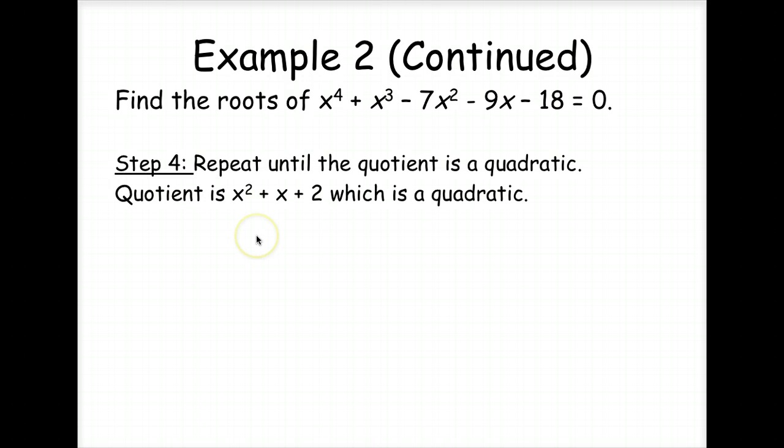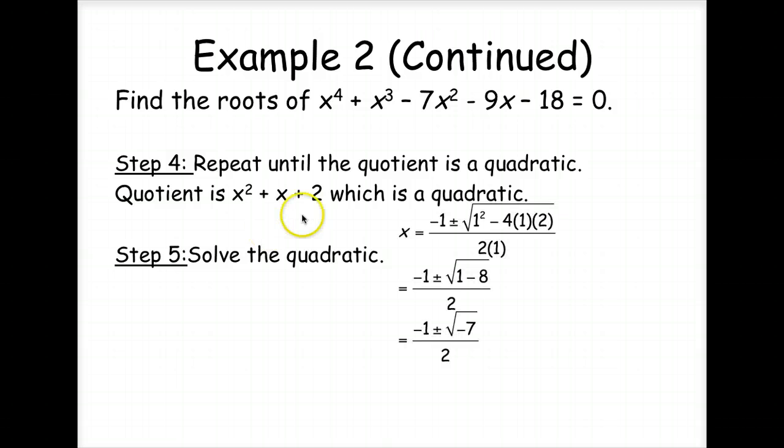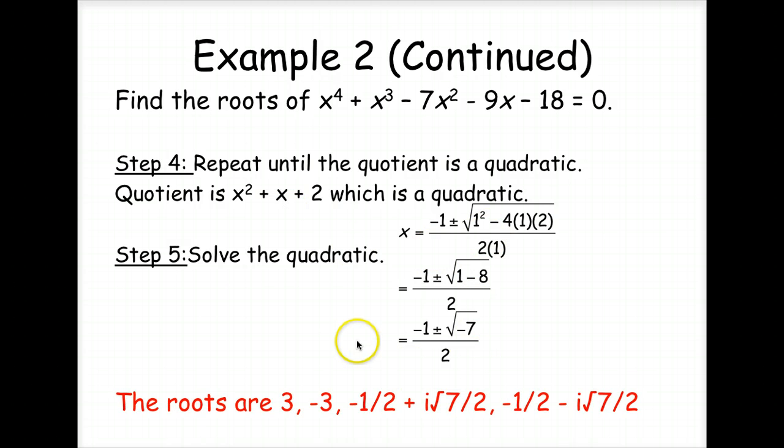So now we've got a quadratic. We need to solve the quadratic. We don't have factors of 2 that will add up to be 1, so we're using the quadratic formula. So all of the roots of this polynomial were the 3 and the negative 3 we found earlier. And then we've got the negative 1 plus i square root of 7 over 2, and negative 1 minus i square root of 7 over 2. Very good. Now it's time for you to practice on your own.